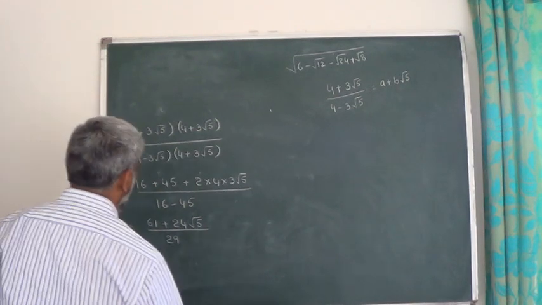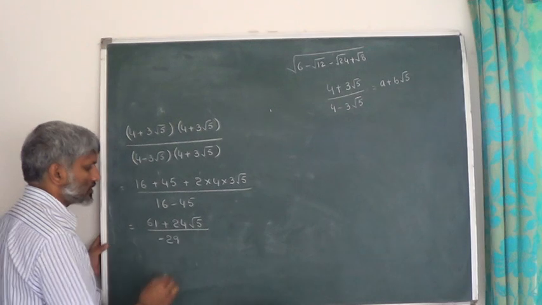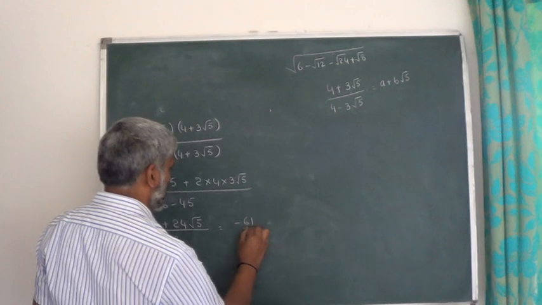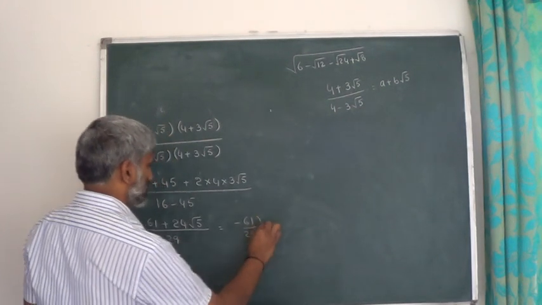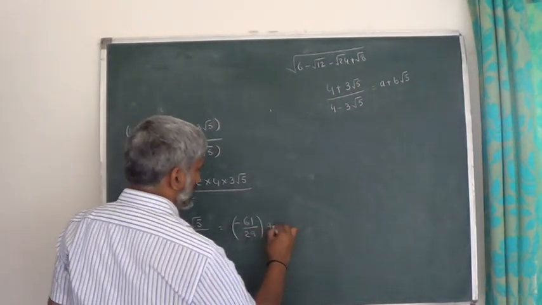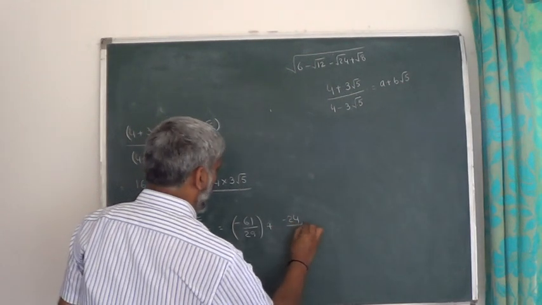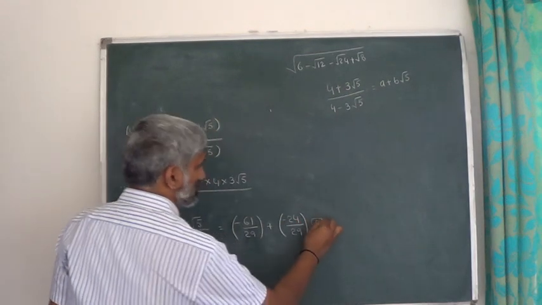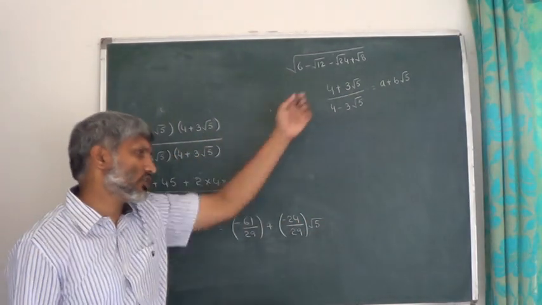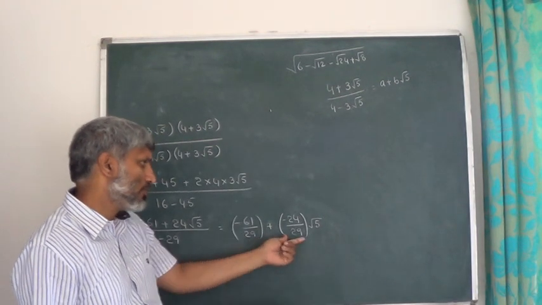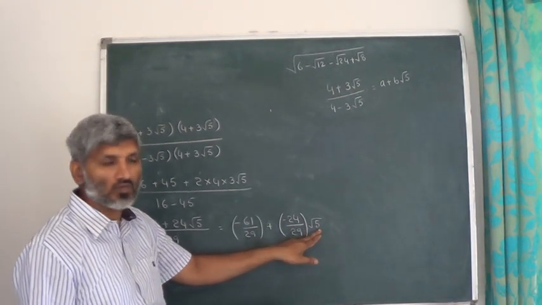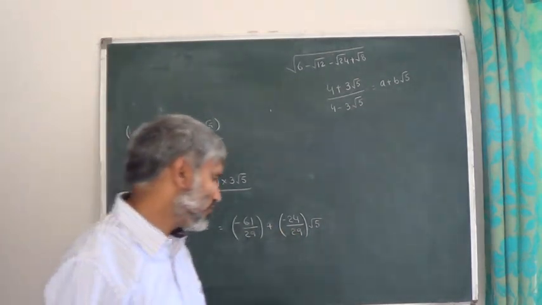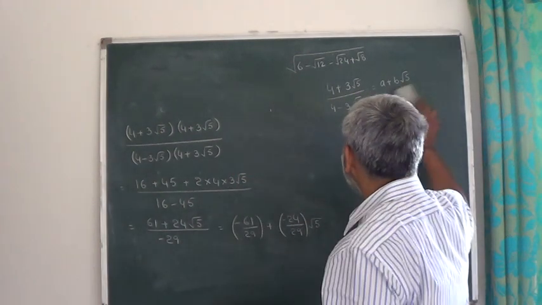Right. 16 minus 45 is minus 29. Now we can write this one as minus 61 divided by 29 plus minus 24 divided by 29 into root 5, because the answer is given in the form of a plus b into root 5. So this is the value of a and this is the value of b. So we are going for the discussion of the next question.